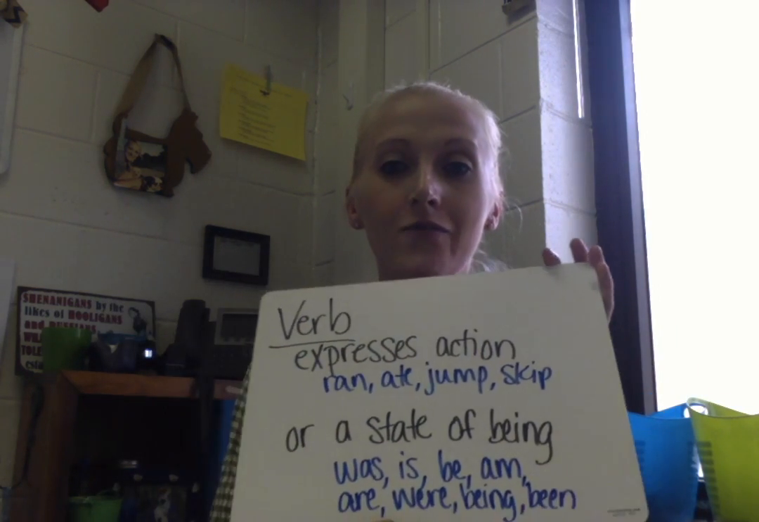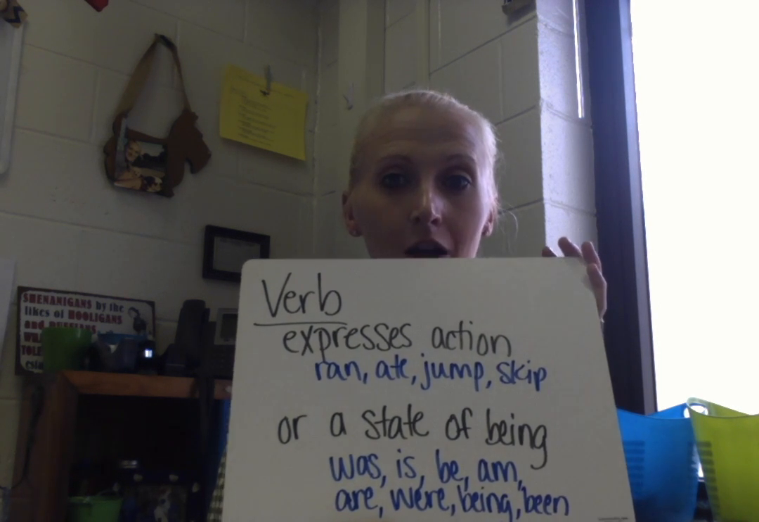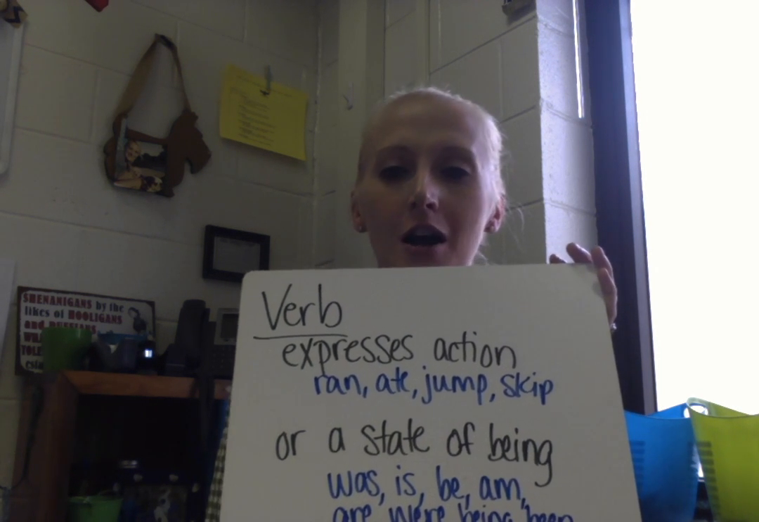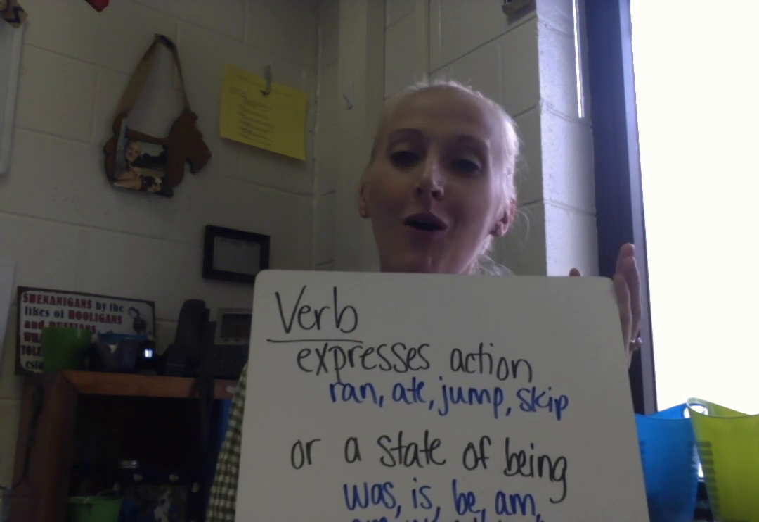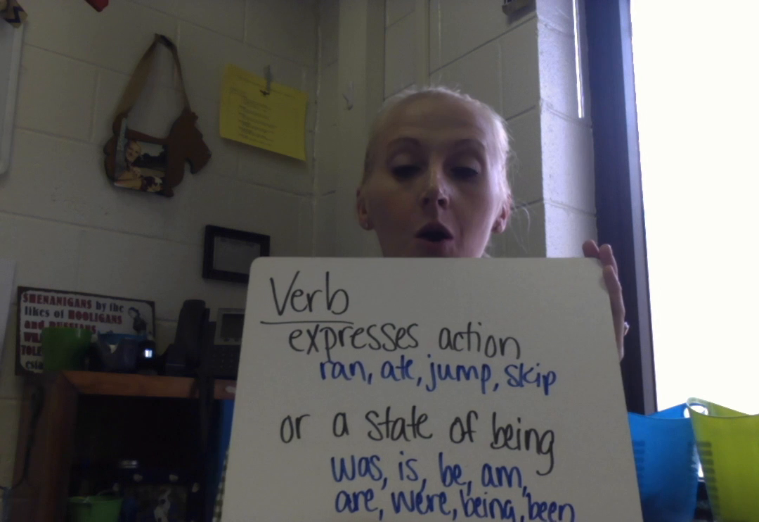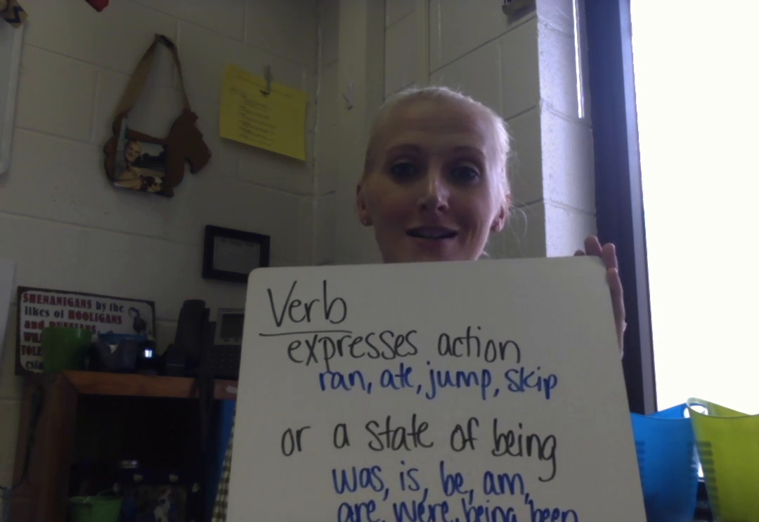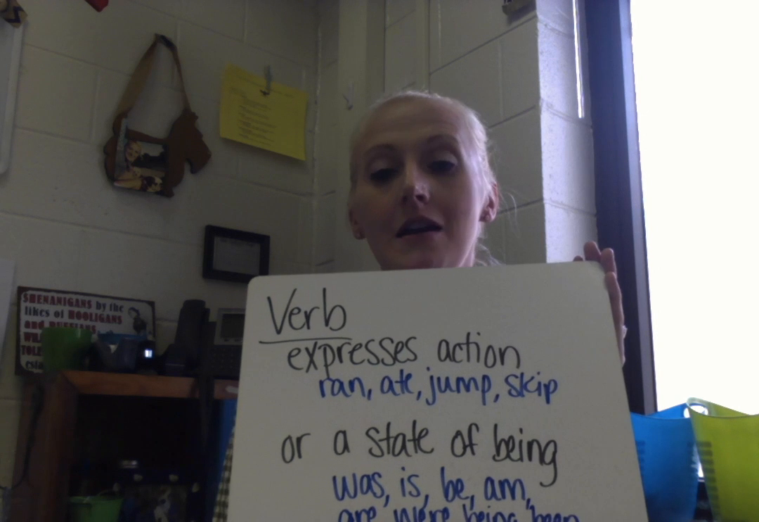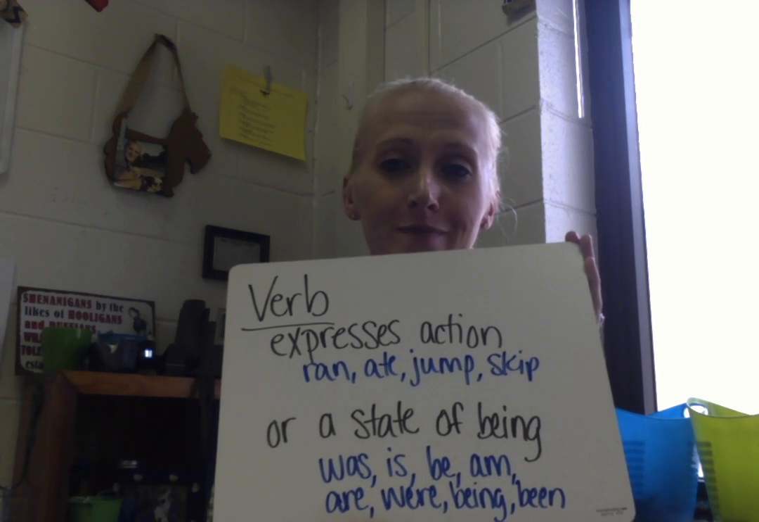Next for parts of speech are verbs. Verbs express action or a state of being. Run, jump, eat, swim, study, watch are all verbs, while am, is, are, was, were, be, being, and been are examples of the state of being side of verbs.